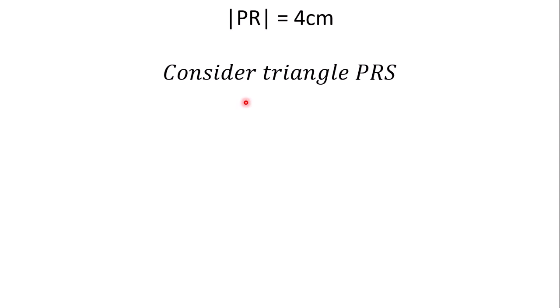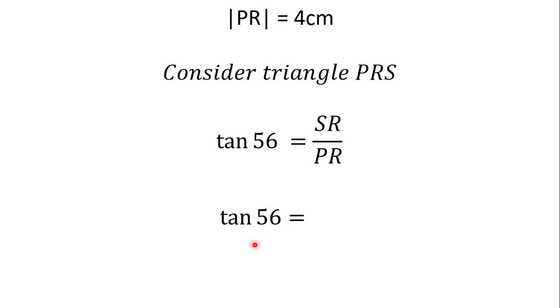Tan. So tan 56 degrees will be equal to SR over PR. Now from the diagram, do we know the length of SR? No. What about PR? No. But in our first step, we've gotten to know the length of PR. So here we're just going to put PR, which is equal to 4 centimeters. So tan 56 is equal to SR over 4 centimeters.